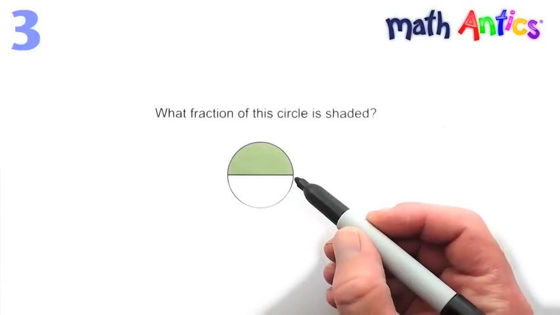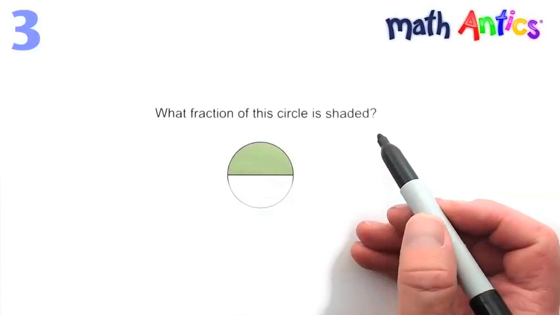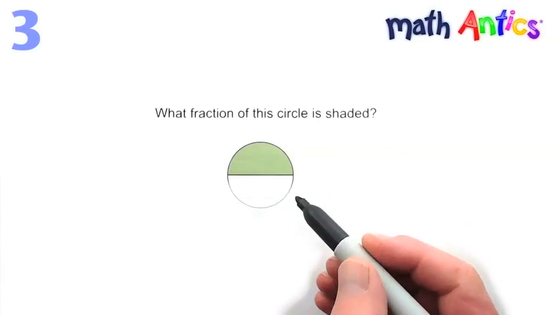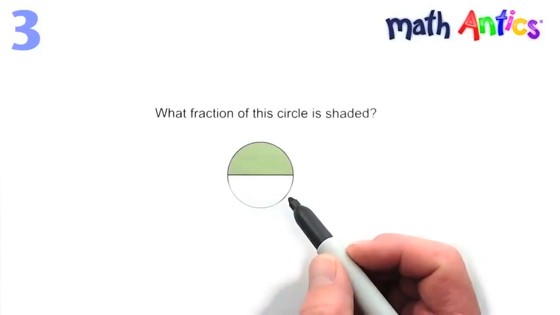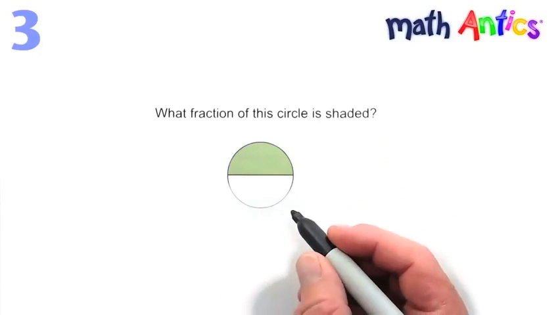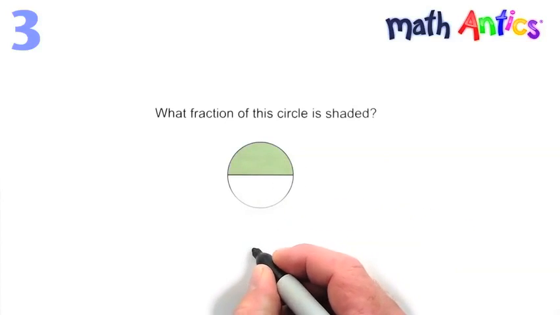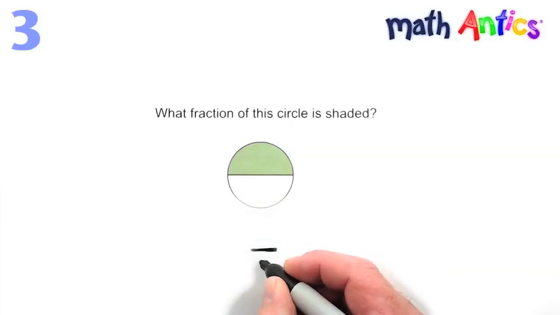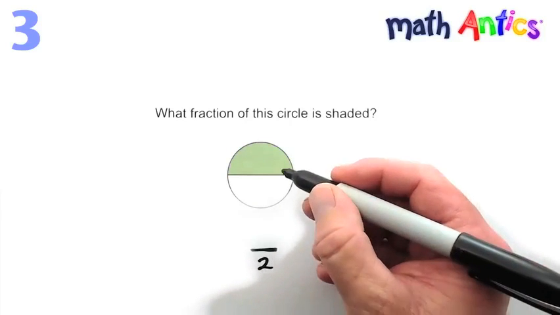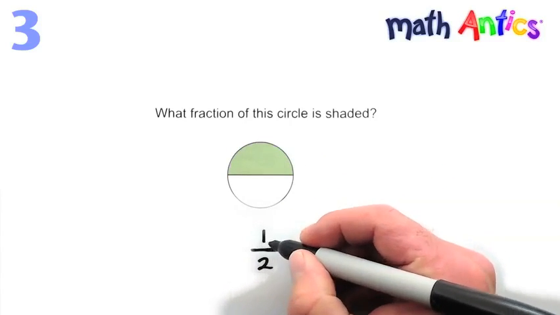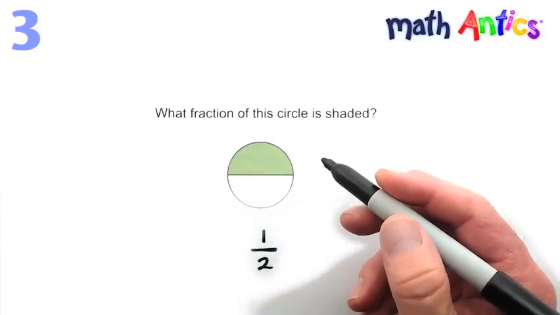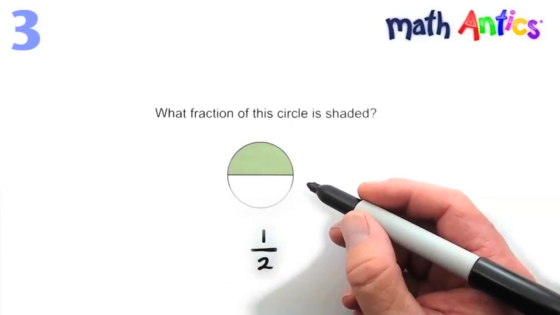The next problem asks us what fraction of this circle is shaded. So it's the same type of problem, it's just we're dealing with a circle instead of a rectangle to figure out how many parts are shaded. This one's pretty simple. The circle's divided into half, so we'll do our fraction line and show that the circle's divided into 2 parts, and the part that's shaded is 1, so that's 1/2. 1/2 of this circle is shaded.